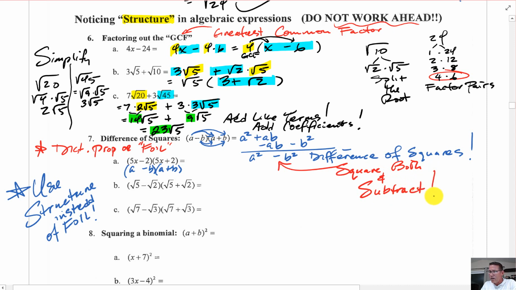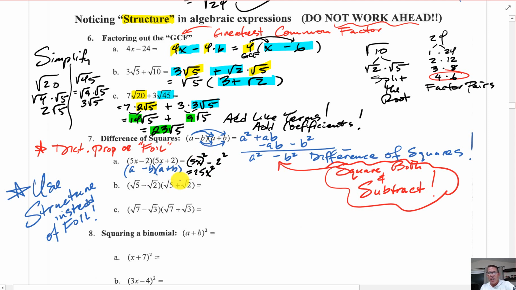This is a major deal right here. I know all these little things coming from Algebra 1 seem like no big deal, but you're going to find out that they are. Okay, so what do I mean? So you got to square both. So take (5x) squared, notice that I put in parentheses, and take 2 squared. Well, (5x) squared is 5x times 5x, or 25x squared. 5 squared is 25, x squared is x squared. You got to square both terms inside the parentheses.